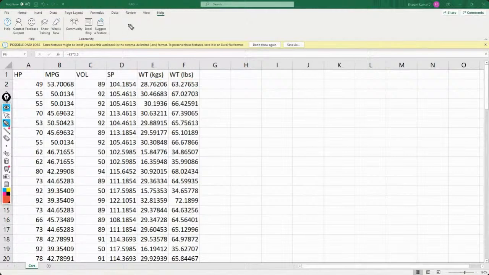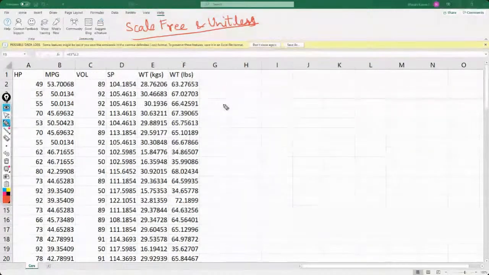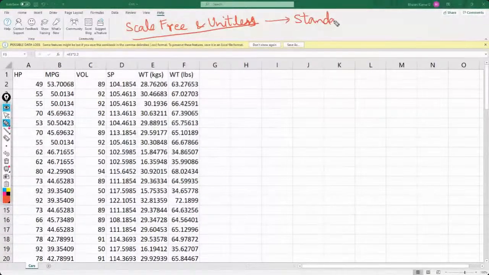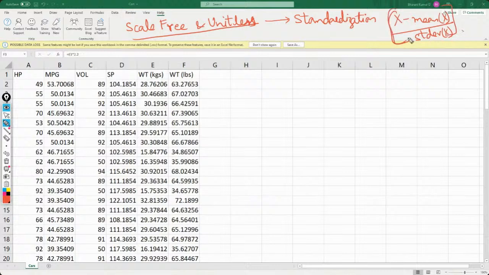So in order to make your data scale free and unitless, we are going to apply a technique called standardization. All we will do is say x minus mean divided by standard deviation. If you do x minus mean by standard deviation, you'll get the answer.